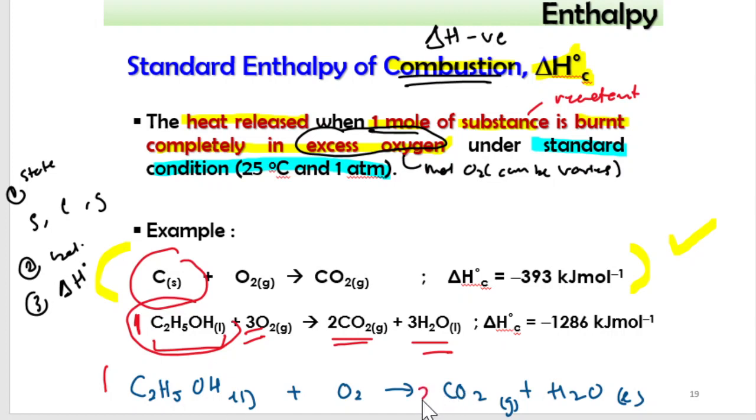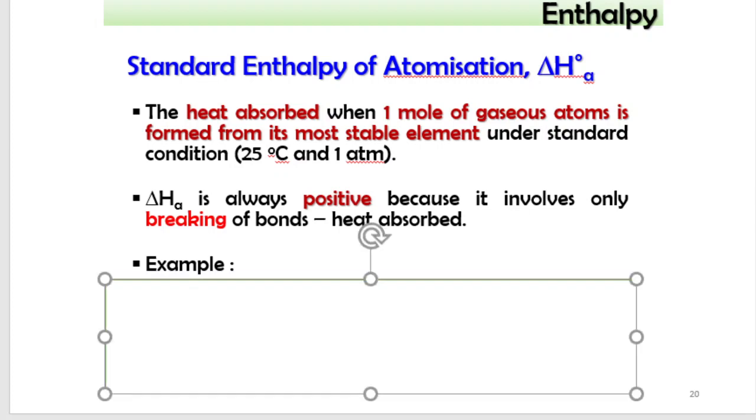C has 2, and then hydrogen 1, 5, 6. So here there are 3, and then here 3. Okay, so now you have your balanced equation. Write the delta H value, and it must be negative because heat is released here.